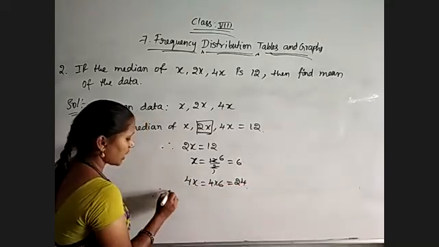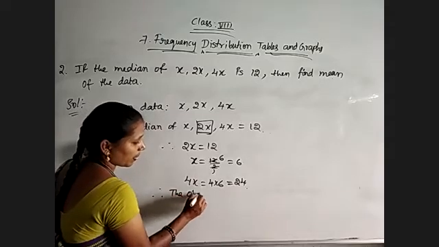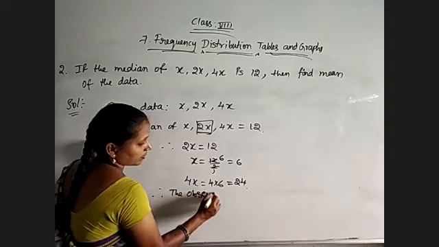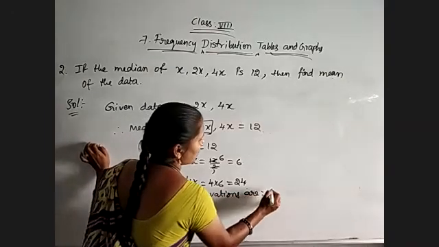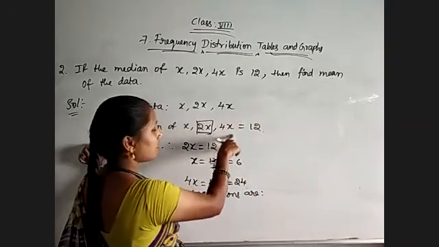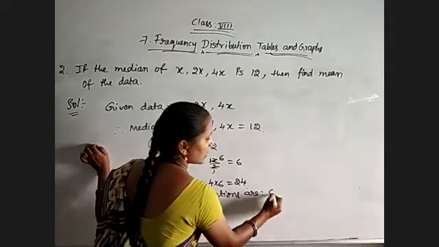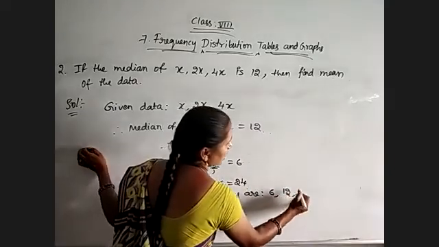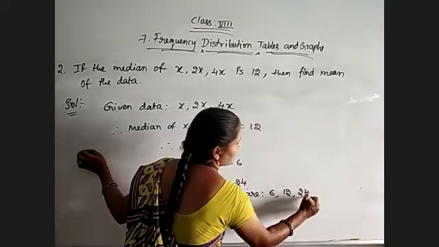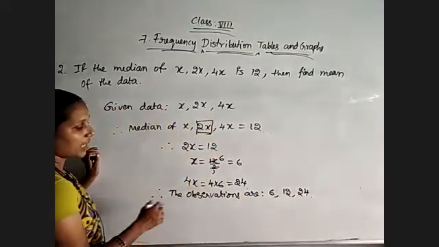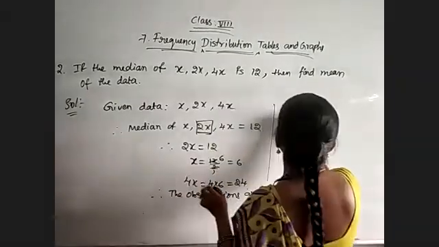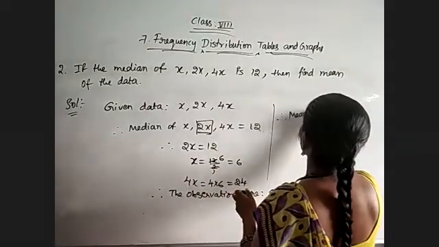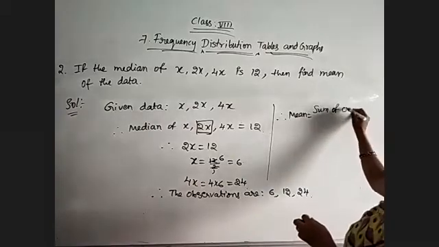Therefore, the observations are x, 2x, 4x. x is 6, 2x is 12, and 4x is 24. Therefore, we need to find the mean of the data, which is equal to the sum of observations by the number of observations.